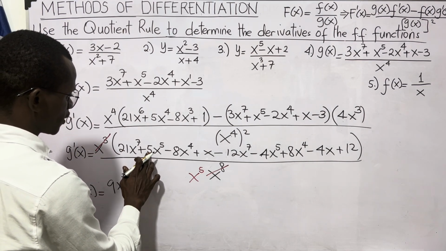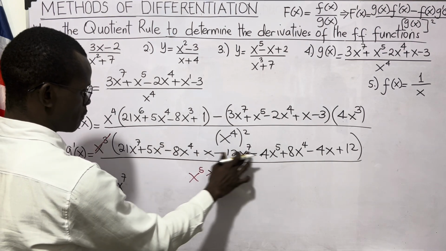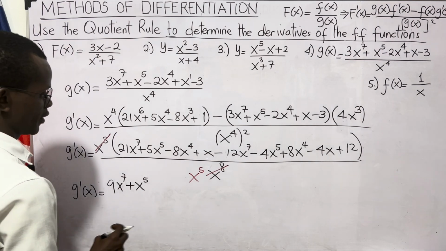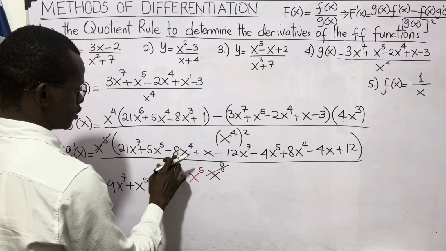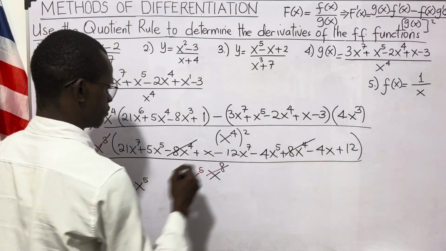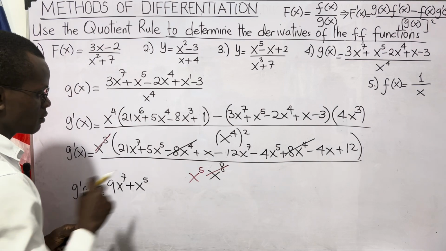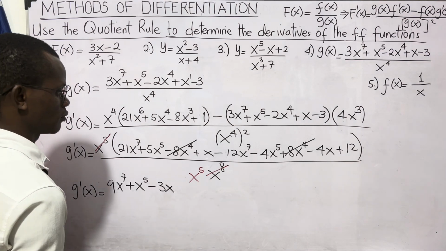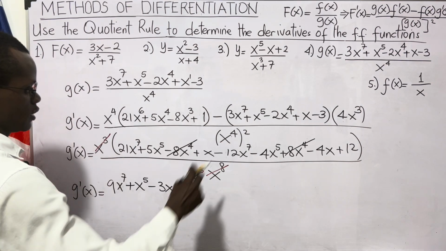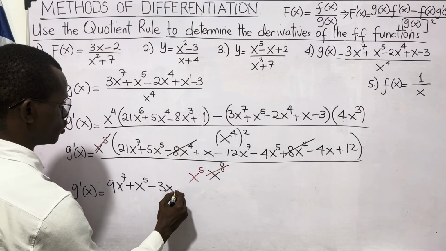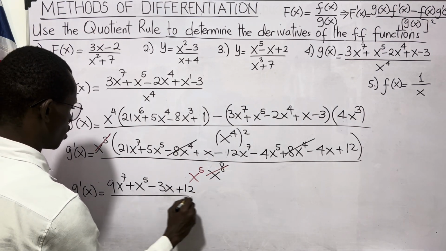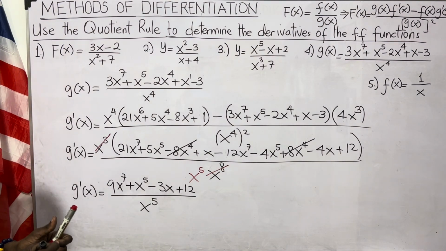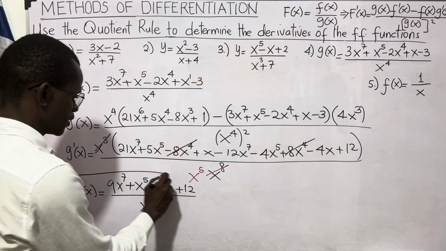We'll go to the 5th power. 5x to the 5th minus 4x to the 5th gives us just x to the 5th. And then we'll go to the 4th power. So this cancels this, right? Minus and plus. And minus 4x plus x gives us minus 3x. And then what else? The 12 is standing alone. So we have plus 12, all divided by x to the 5th power. So this is it. This is our answer.